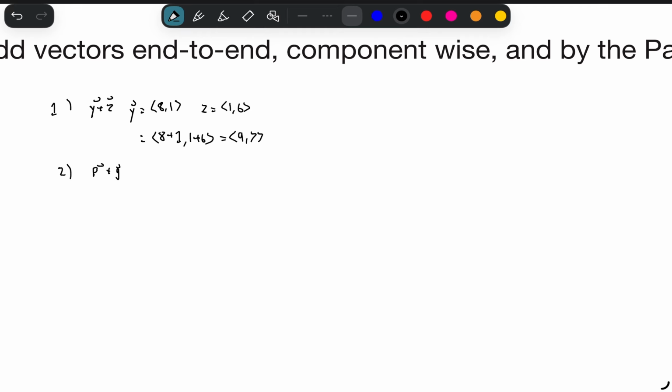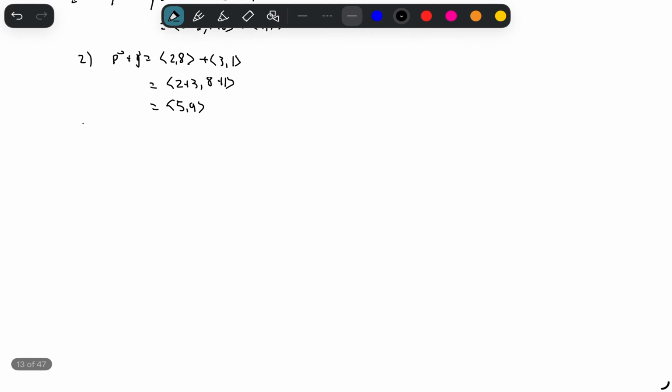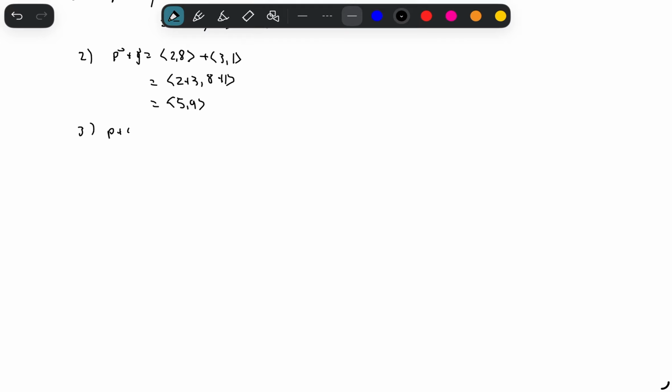So now let's say that you have f plus g. This is going to be 2, 8 plus 3, 1. You would get 2 plus 3, 8 plus 1, and that's 5, 9. Let's say you had p plus q, where we had 5, 1, and 2, 3. So that's 5 plus 2, 1 plus 3: 7, 4.